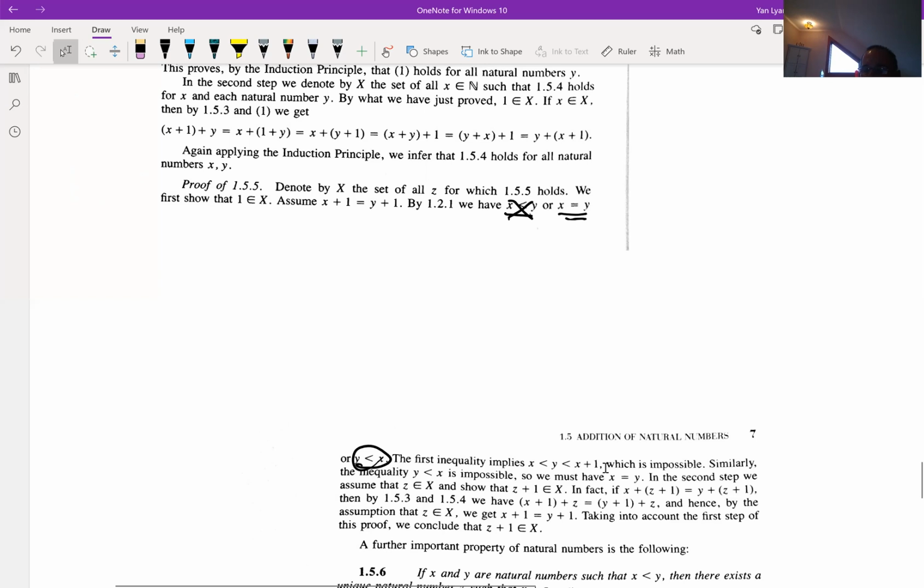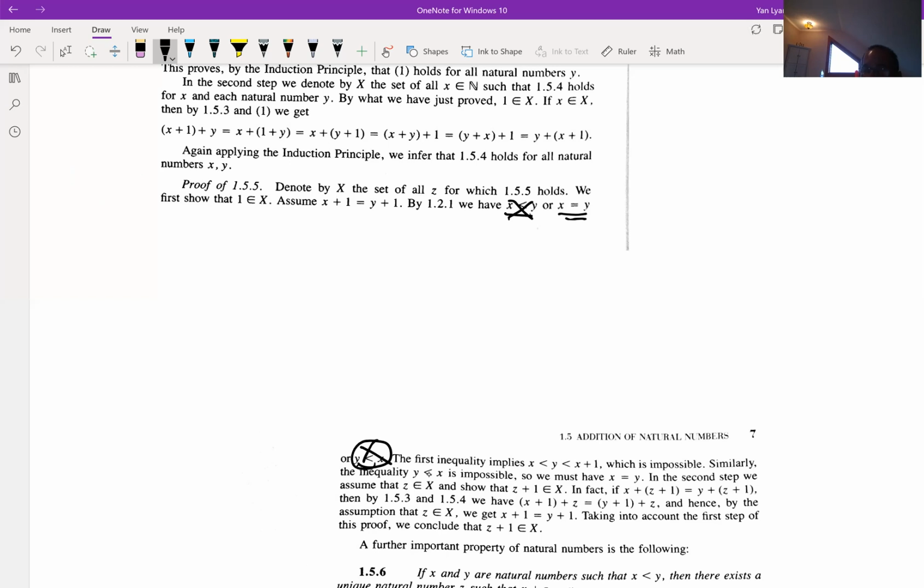And similarly, the inequality y is less than x is impossible because the variables are flipped in that situation. It's the same argument. There's absolutely no difference in the argument. So we must have x is equal to y. So that's the first step, and we've now done that.